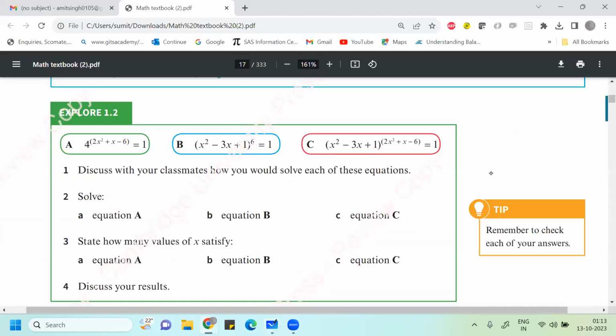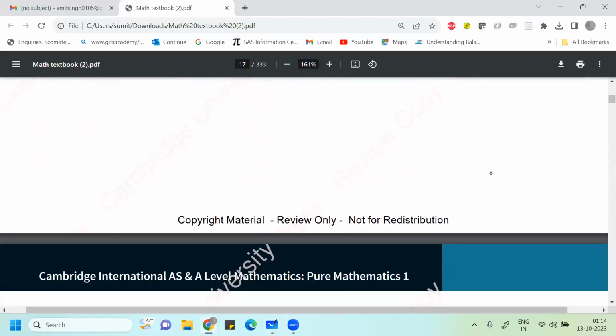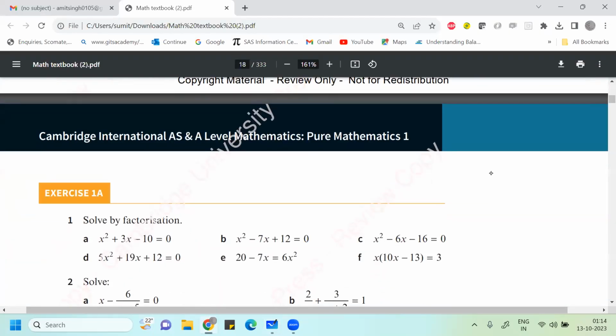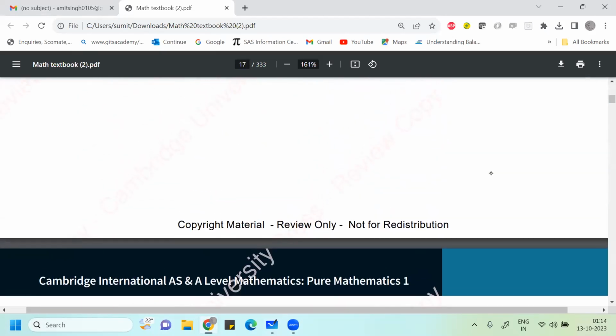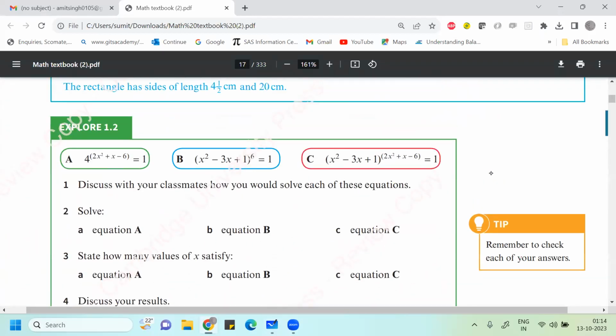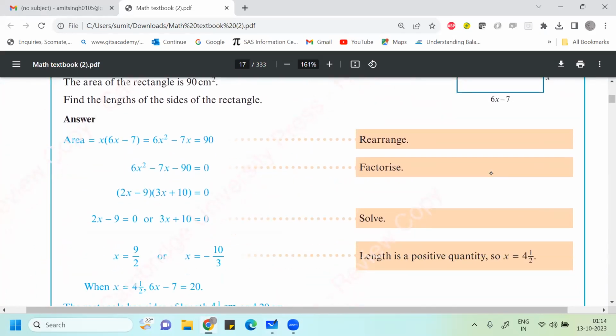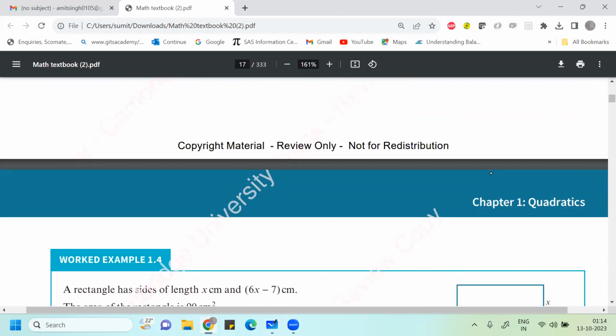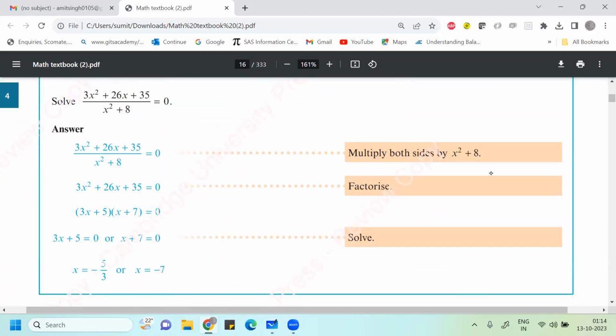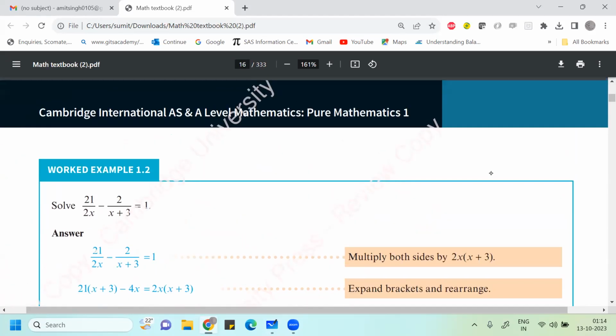More or less, in the next class we'll start solving the questions from exercise 3A. So far we have just discussed these basic questions. Solved examples, I have just discussed orally. I have not solved the question. I hope you understood the fact. How to split the middle term and all, you know how to do that.